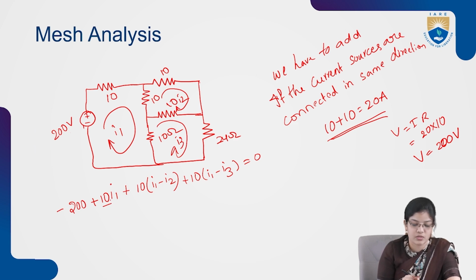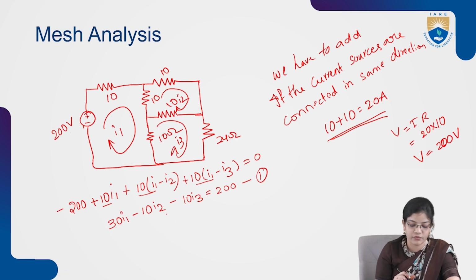Here 10 is connected for I1, and again 10 ohms is connected for I1. So here 3 tens, then we can write it as 30 I1, minus 10 of I2, minus 10 of I3 equals 200. So this will form equation 1. This is the equation for the first mesh.